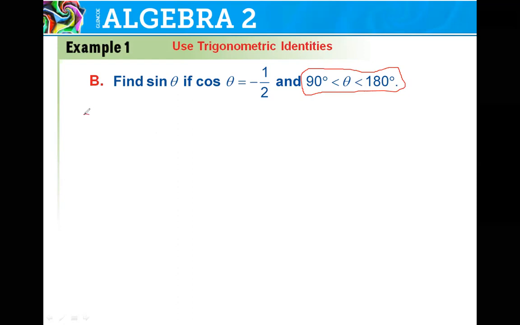Sine and cosine. Yes. I think sine square. Well, I don't remember the rule, Mister.